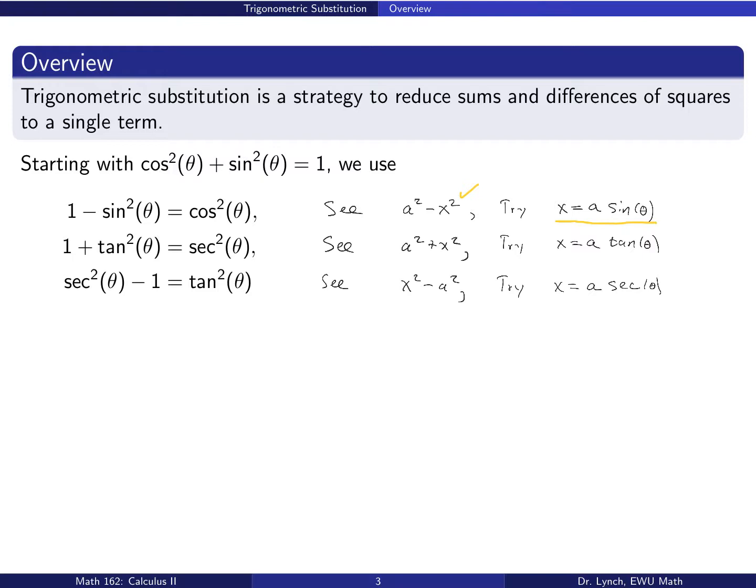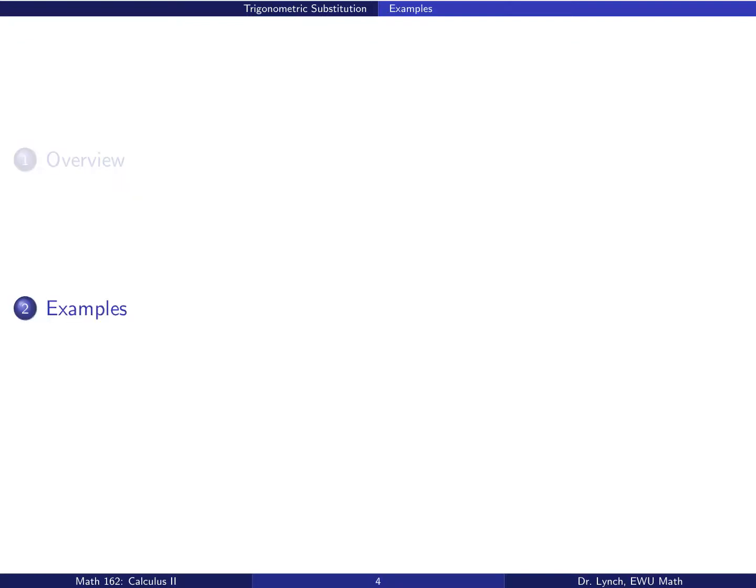If we see a sum of squares, a squared plus x squared, thinking of the substitution 1 plus tangent squared theta is secant squared theta, we'll try the substitution x equals a tangent theta. And finally, if we see a difference of squares of the form x squared minus a squared, thinking of the simplification secant squared theta minus 1 is tangent squared theta, we'll try the substitution x equals a secant theta. These are best illustrated just with a few examples.